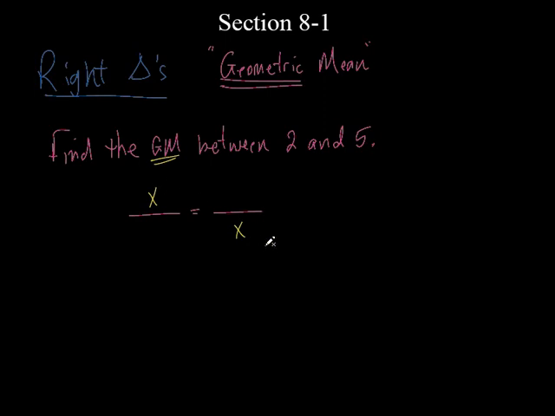Notice where they are to each other. They're diagonal to each other. Everybody see that? So that's what we're trying to find. You're paying attention, right? So we're finding the geometric mean between 2 and 5. So this is the geometric mean. I just used x as a variable. It doesn't have to be the letter x. It could be any letter at all.